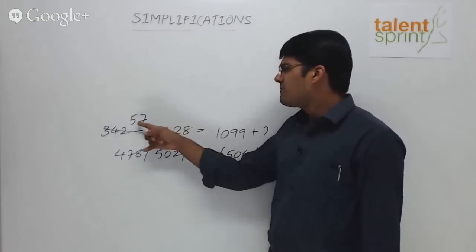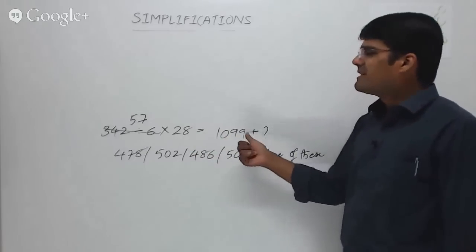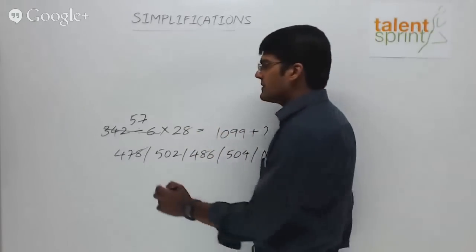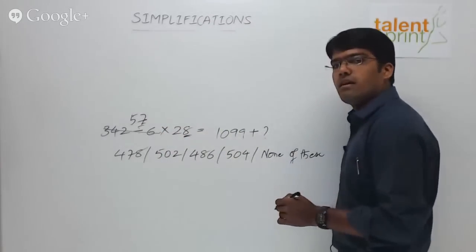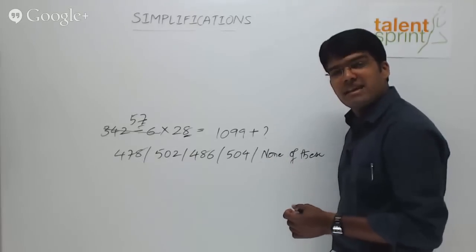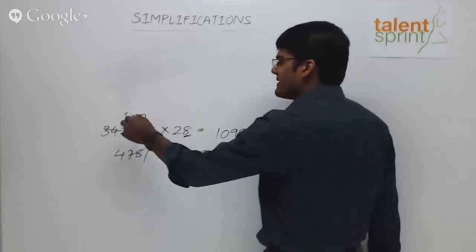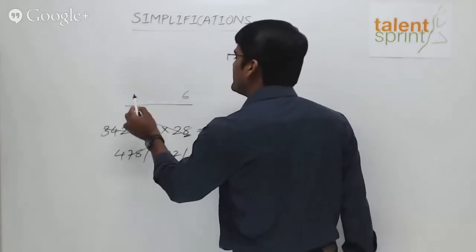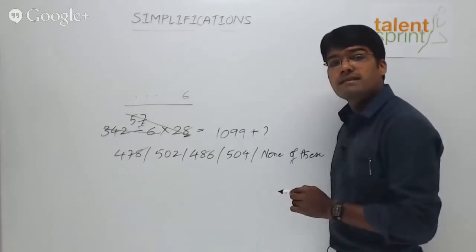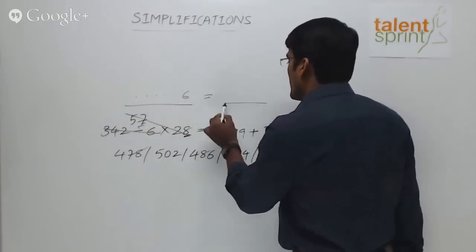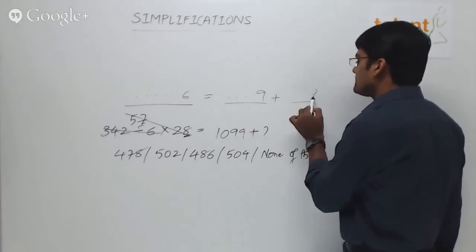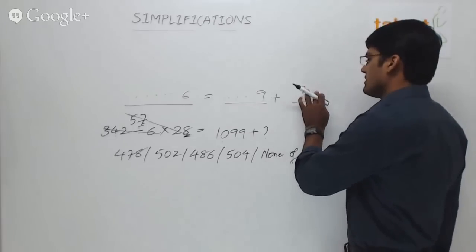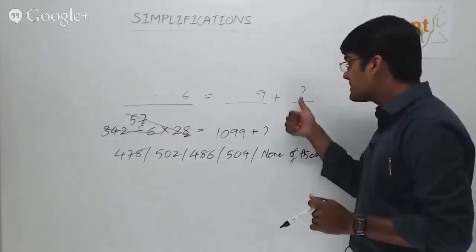So what do you do? Instead of multiplying 57 with 28 and then subtracting 1099, try to balance the unit space. 7 into 8. One number ends in 7, the other ends in 8. What happens? The product ends in 6. 7 into 8, 56. So the answer ends in 6. So I know that the left hand side ends in 6. Look at the right hand side. One number ends in 9, 1099. So this number ends in 9. Plus what? What is the question mark? What comes in place of the question mark?